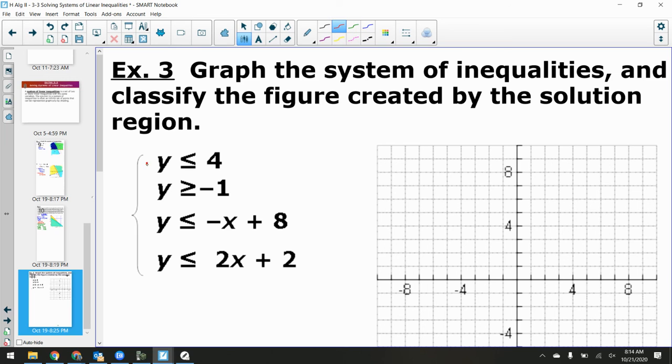All right, so let's graph these one by one. I'm going to put the first one there in red. Y is less than or equal to 4. Okay, horizontal line at 4.